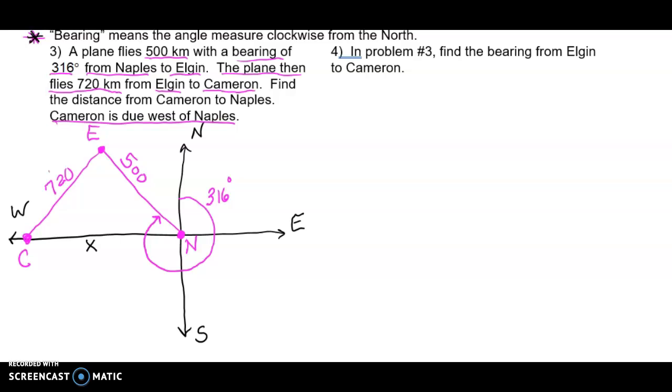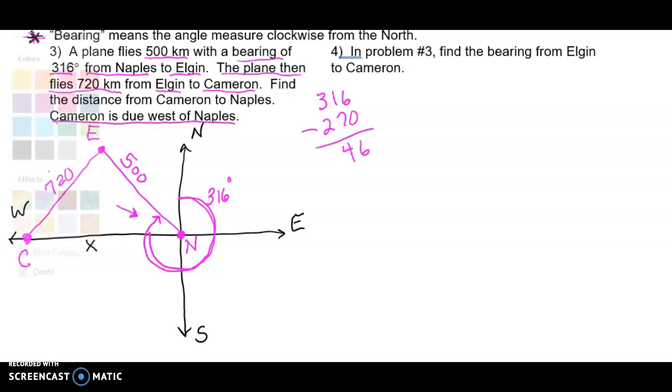So we start by figuring out how many degrees this angle is. So if we had 316 degrees from north all the way around, and we know that this is 270 degrees, we can take 316 minus 270, and that gives us 46 degrees. So that angle that I pointed at is a 46-degree angle. So I'm going to mark that 46 degrees.